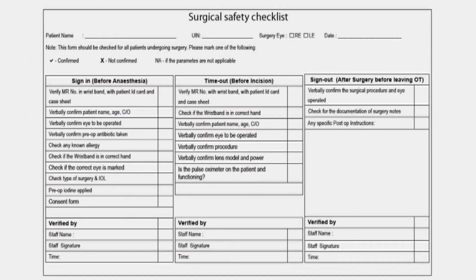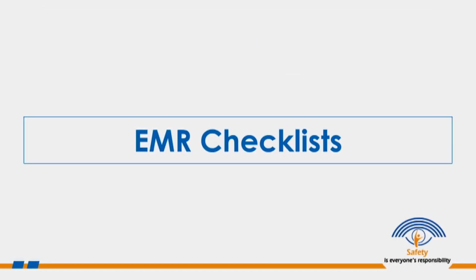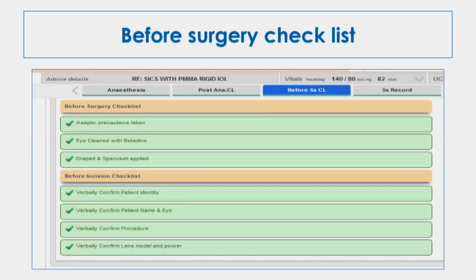So either you can have a manual checklist like this, which is also mandated by the NABH. Even if you have an EMR, you also need to have all these things: before anesthesia, timeout before incision, and before the patient leaves. You have to make sure that you have it, and you also train all your nurses and staff for that. And similarly, the same thing can be created in the electronic medical record.